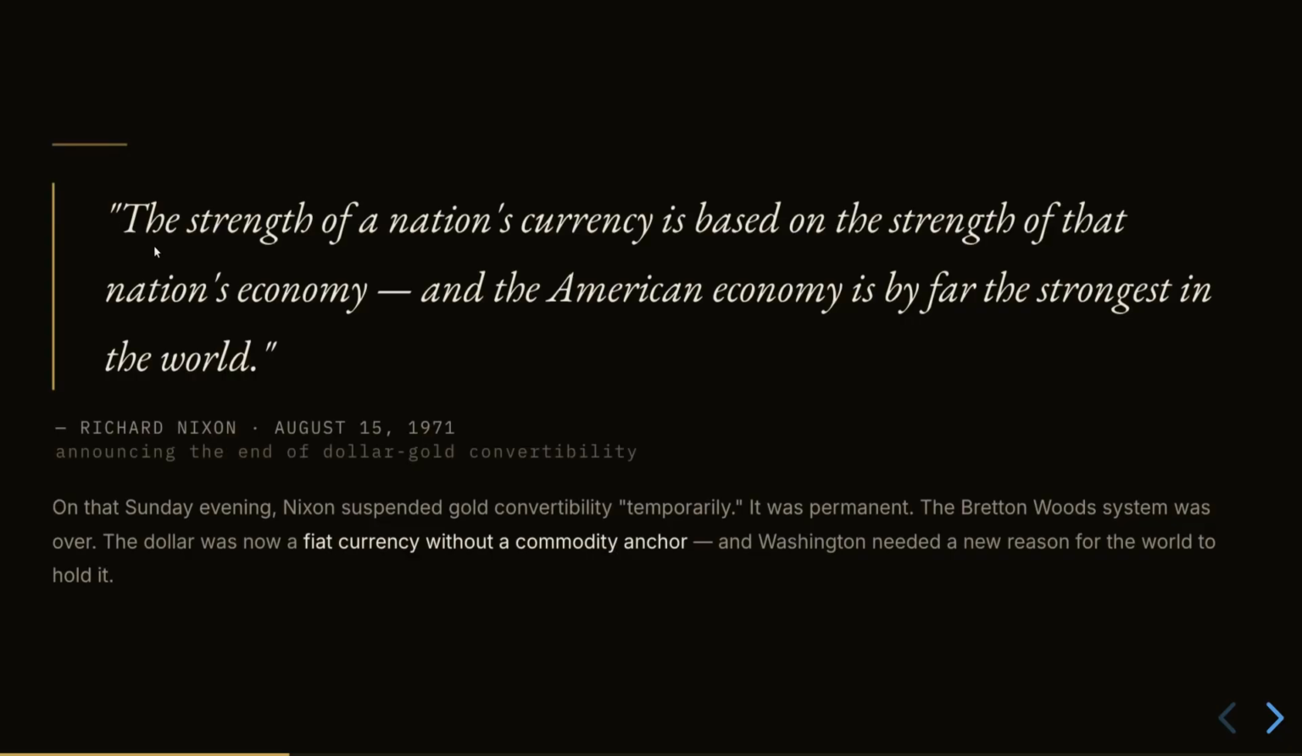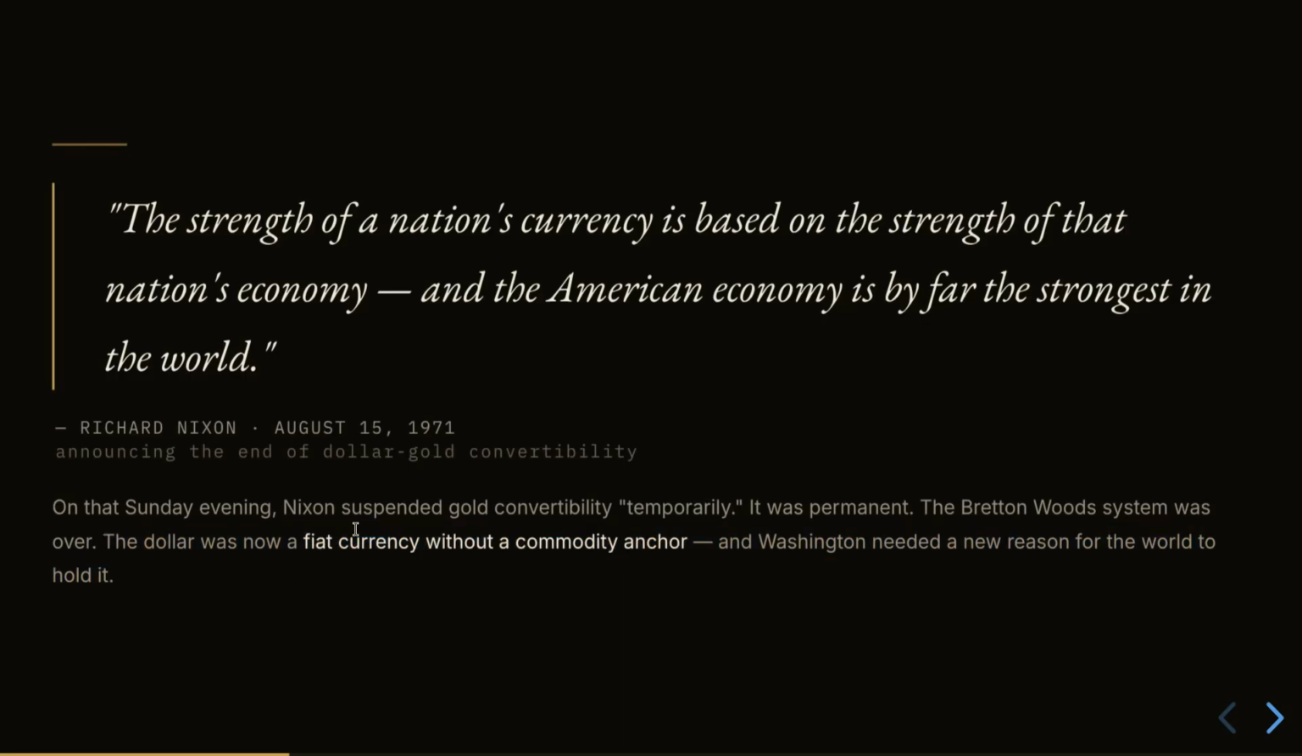So let's look at this quote. The strength of a nation's currency is based on the strength of that nation's economy, and the American economy is by far the strongest in the world. 1971. The end of the dollar gold convertibility. On that Sunday evening, Nixon suspended gold convertibility temporarily. Temporarily, quote unquote, as if, well, I'm not gonna insert my own commentary on that. It was permanent. The Bretton Woods system was over.